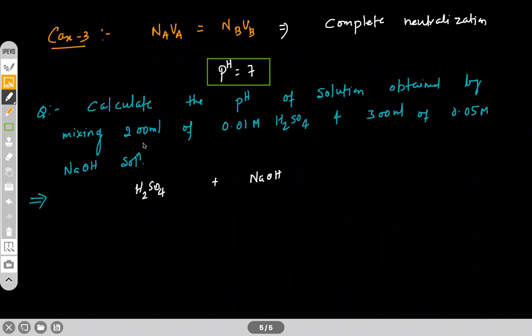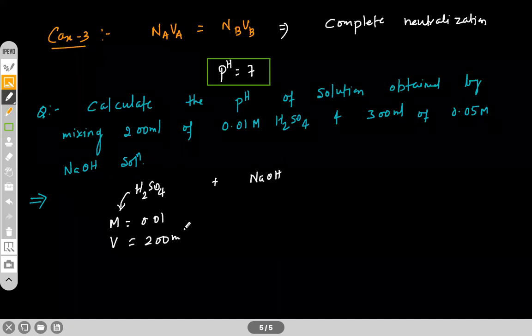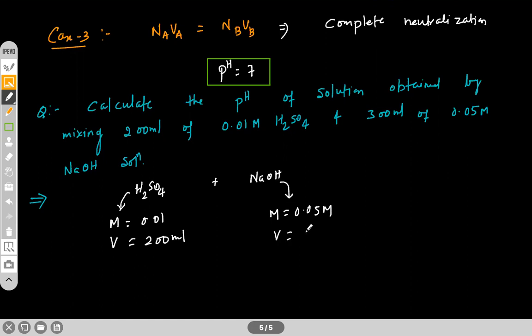Okay, see what we'll do here. We have acid H2SO4, correct? Molarity is given, 0.01, and volume is 200 ml. So volume, you don't have to convert into liter. Okay, you'll get the same answer. For NaOH, molarity is 0.05 molar and volume is 300 ml.